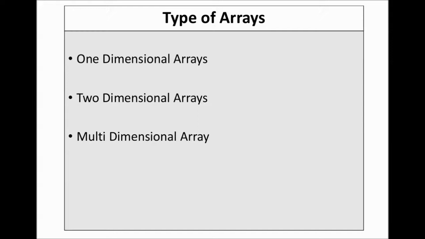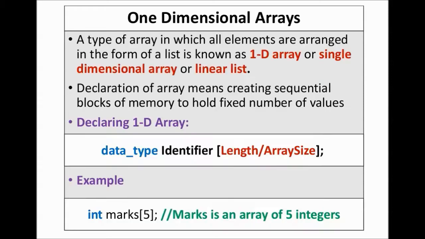So upon these, here are some types of array, which are one-dimensional array, two-dimensional array, or multi-dimensional arrays. A one-dimensional array is a type of array in which all elements are arranged in the form of a list. It is also called a single-dimensional array or linear list. It consists of one column or one row.